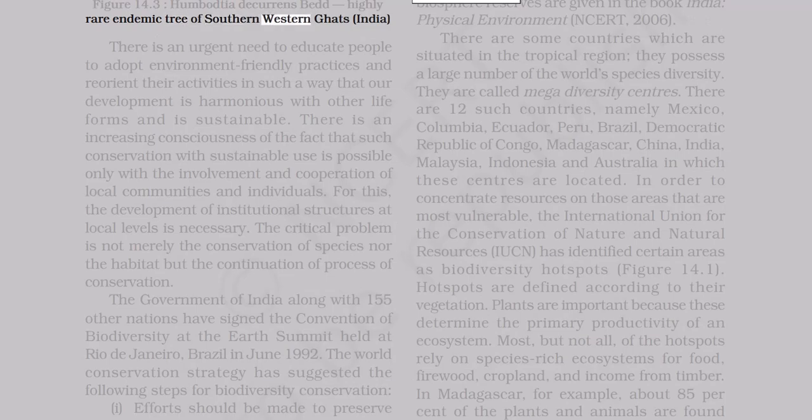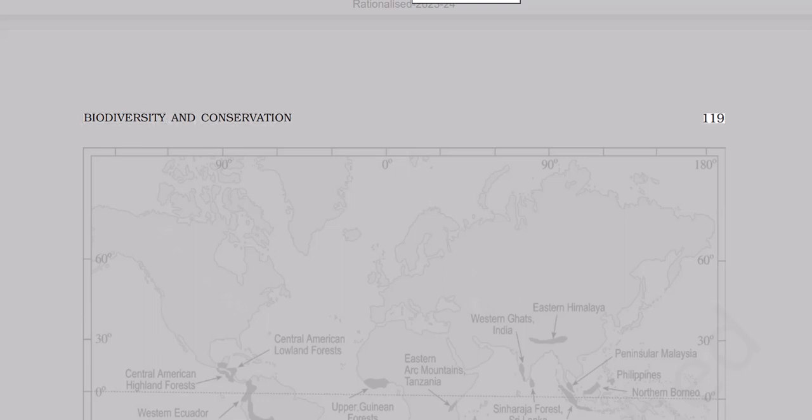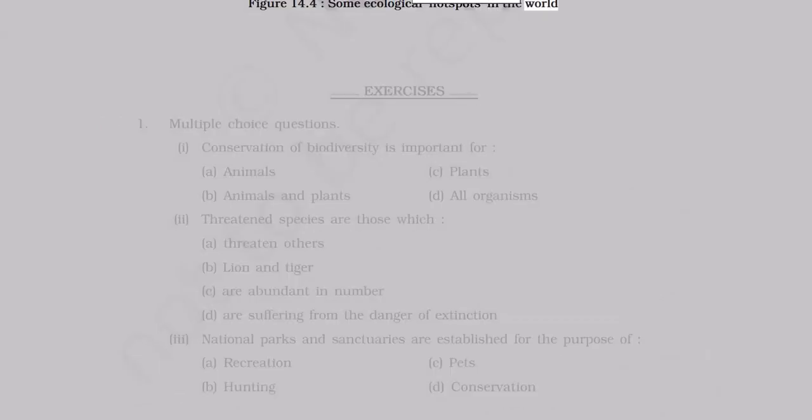Figure 14.3, a highly rare endemic tree of the southern Western Ghats, India. Rationalized 2023-24. Biodiversity and Conservation 119. Figure 14.4, some ecological hotspots in the world.